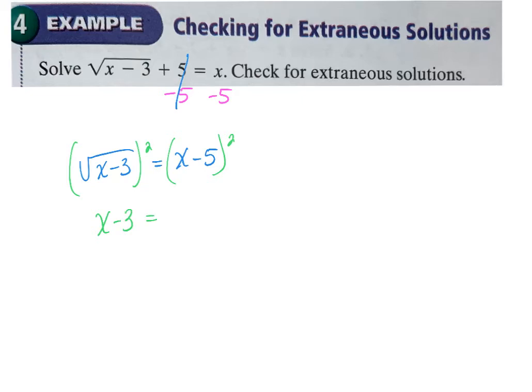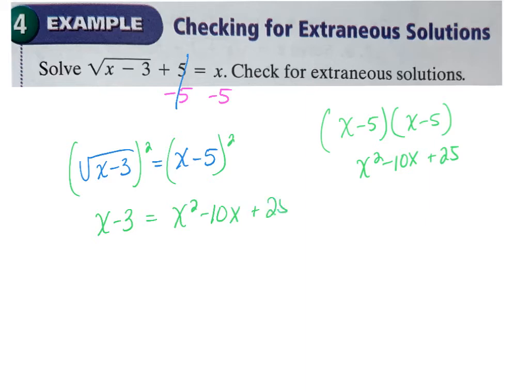But when I square on the right, I'm actually doing this process: x minus 5, x minus 5, right? And so I'll get x squared minus 10x plus 25 when I do that. You don't just square the x and the 5. You FOIL. So we will get x squared minus 10x plus 25 here.